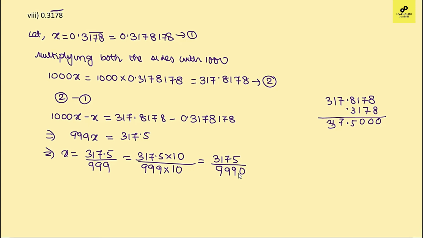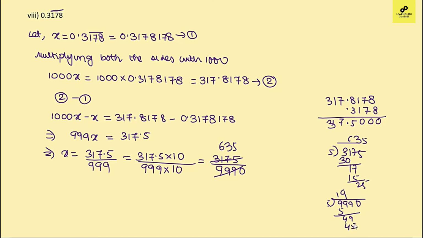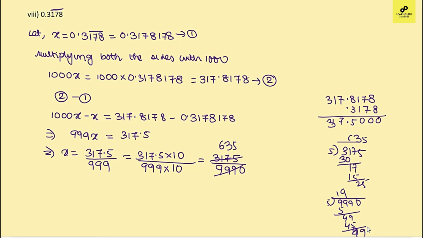Now either you can keep in this way or you can reduce it to simple terms. So after reducing, what will you get? 3175 is divisible by 5. So 3175 divided by 5 is 635, and 9990 divided by 5 is 1998. So 635 divided by 1998 is the answer.